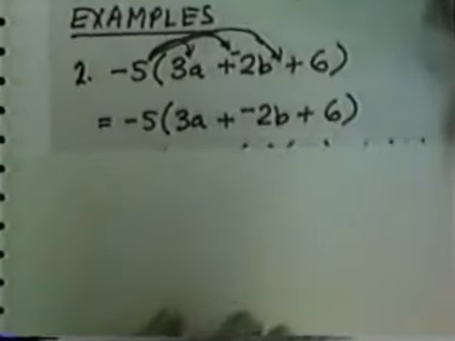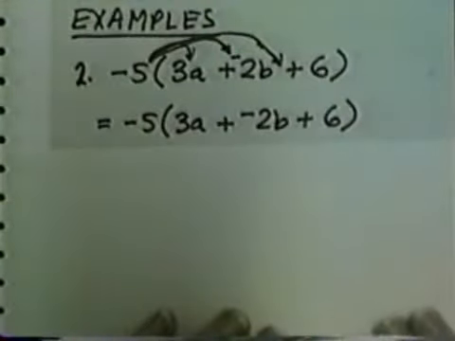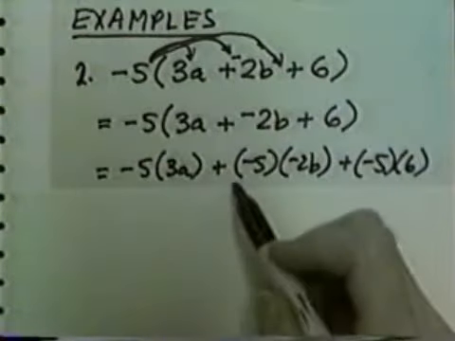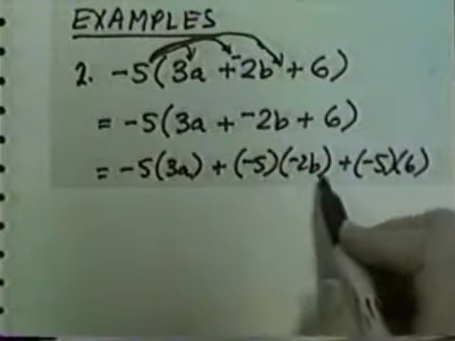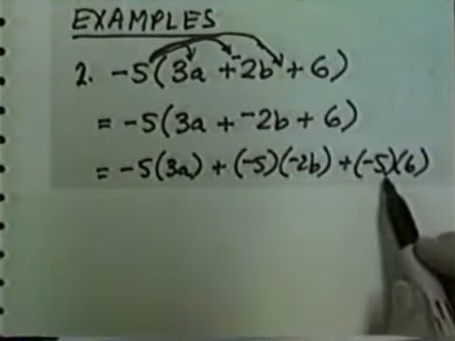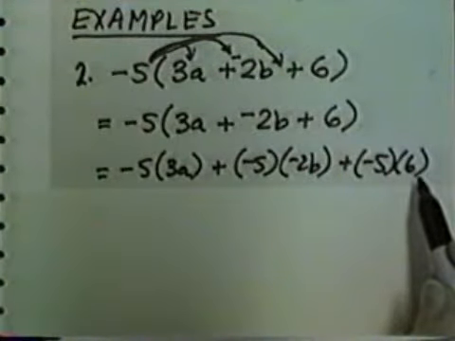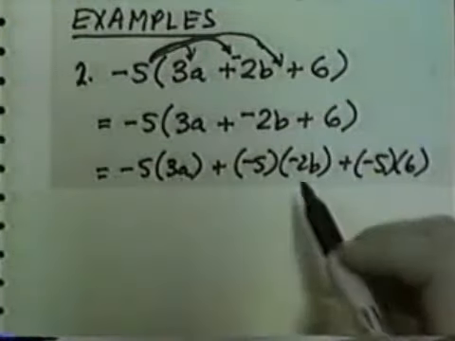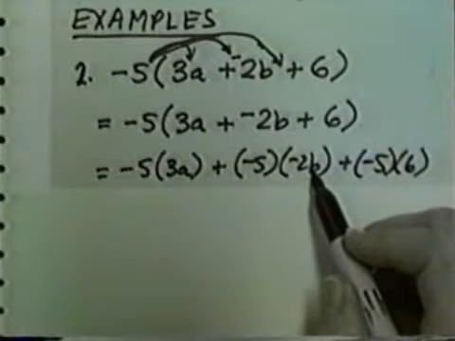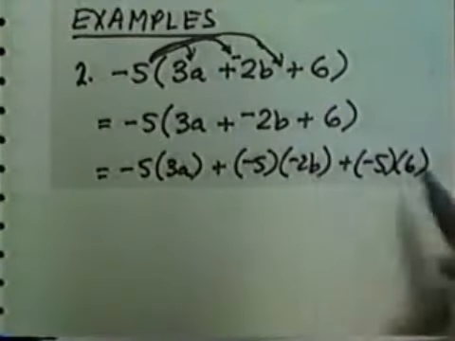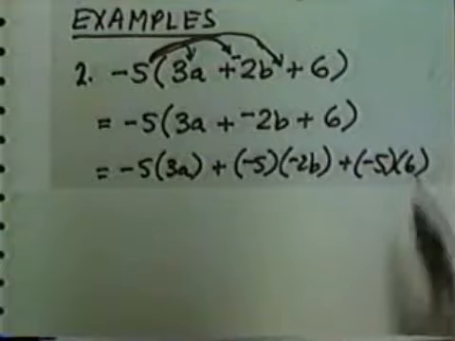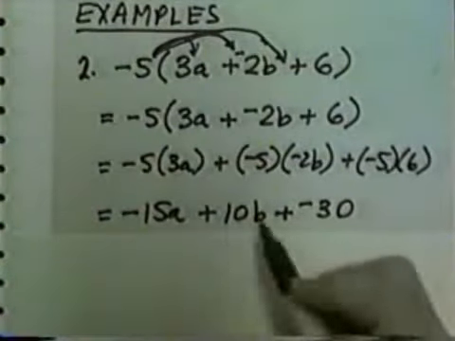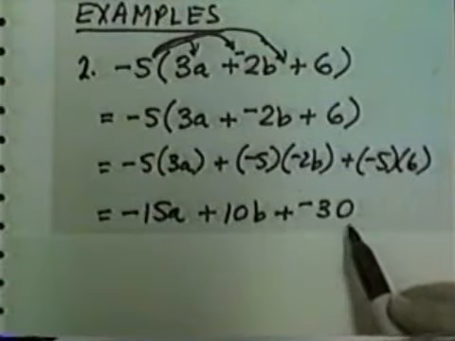I've got the adding the opposite written in, so let's go directly to -5 times 3a plus -5 times -2b plus -5 times 6. -5 times 3a is -15a. -5 times -2b is positive 10b. -5 times 6 is negative 30. And so we write -15a plus 10b plus negative 30.